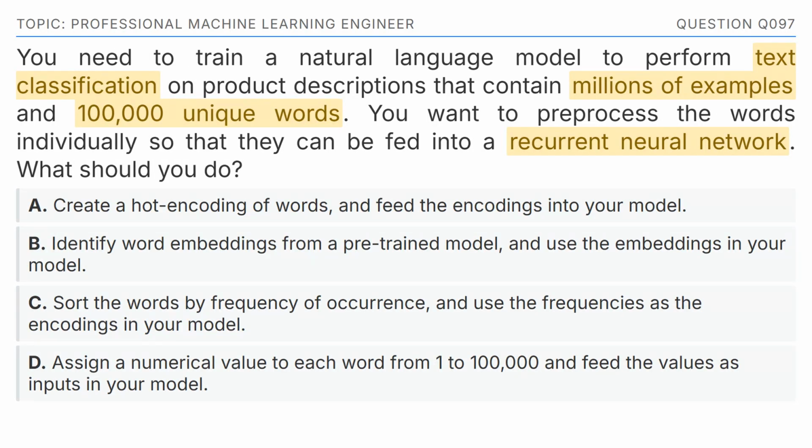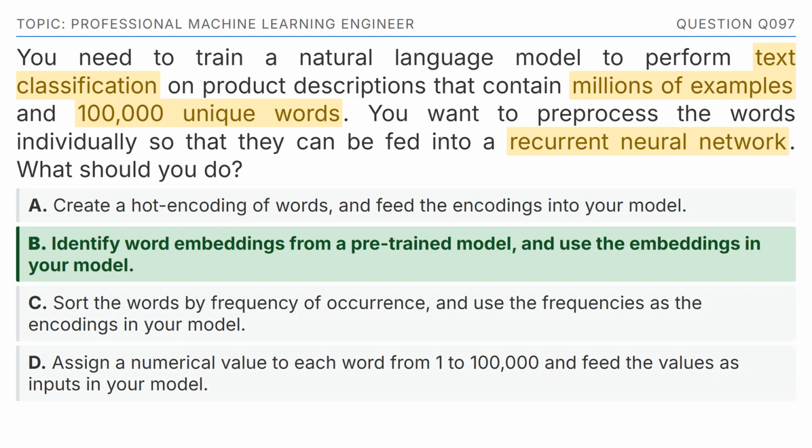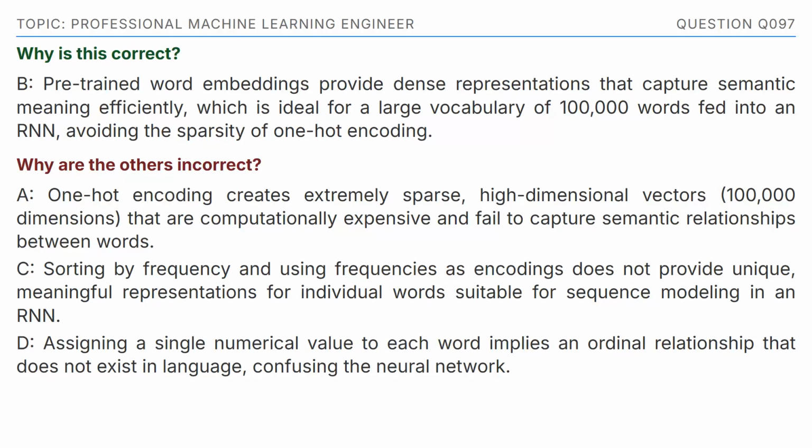To arrive at the correct answer, we focus on the keywords: text classification, millions of examples, 100,000 unique words, recurrent neural network. The correct answer is option B, identify word embeddings from a pre-trained model, and use the embeddings in your model. Why is this correct?